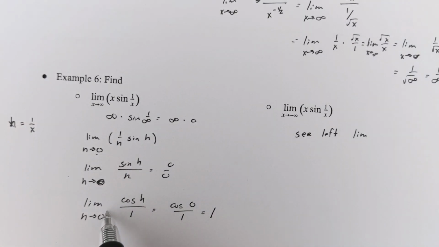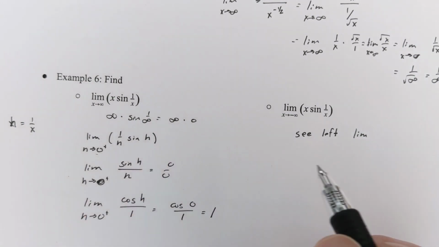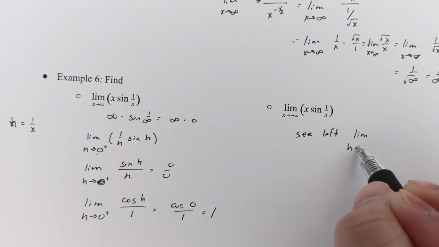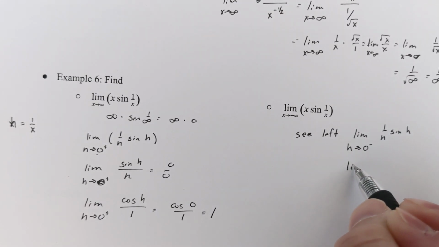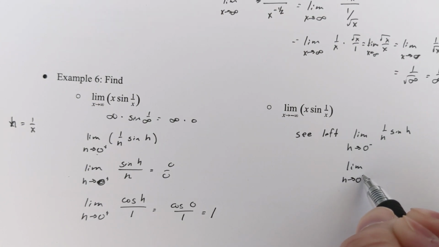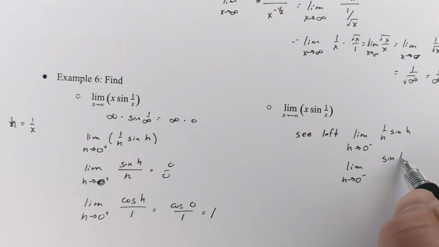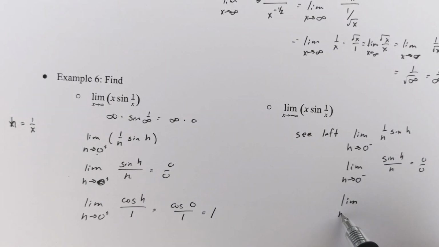Oh, so sorry, there are little plus signs here. So this is going to be the limit as h approaches 0 from the left of 1 over h sine h. So limit h approaches 0 from the left, sine h over h, which is 0 over 0. So L'Hopital, cosine h over 1, 1 over 1, 1.